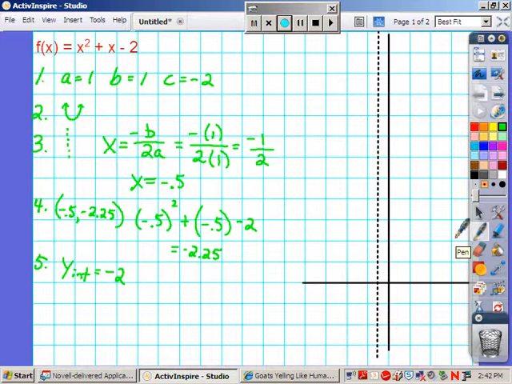Right now, I want to start plotting some points on here. So this first point is the center point, the vertex. It's over negative 0.5 and down 2.25. Here's down 1, here's down 2. Down 2.5 will be right in the middle, so this is somewhere right in here.